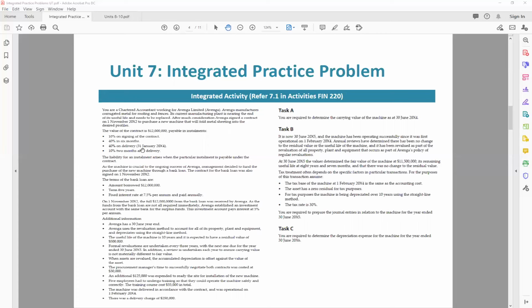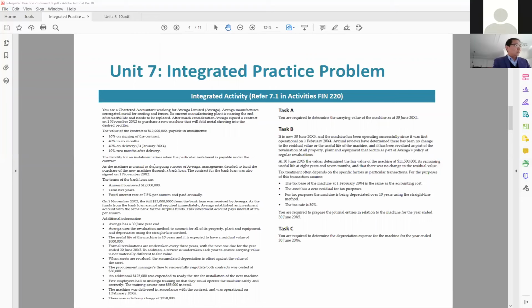You work for a company, say it's A Limited, and they have decided to purchase a new machine. Again, dates are going to be important. The machine was purchased on the 1st of November. The contract value is 12 million with the following components: 10% on the signing of the contract, 40% to be paid in 6 months, 40% on delivery, and then 10% 2 months after delivery.